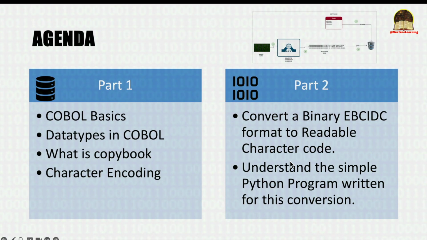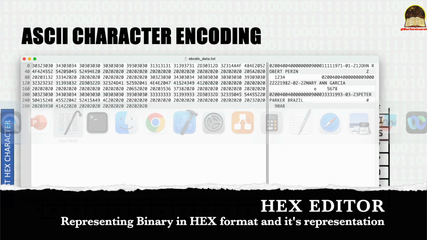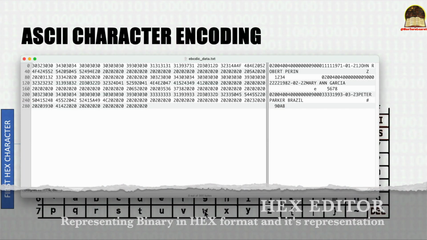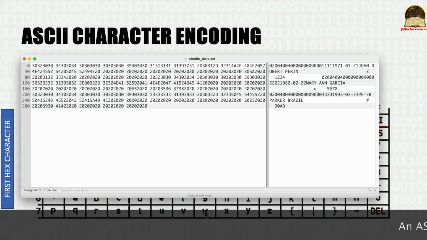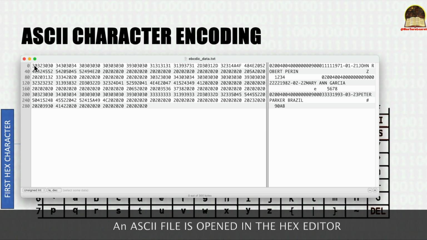We will go with this agenda: convert a binary EBCDIC format to a readable character code, and understand it with the help of a simple Python program. So let's start with the hex editor. What is a hex editor? We discussed earlier that it shows the binary data representation in hex, and you can see the ASCII encoding for that specific binary encoding.